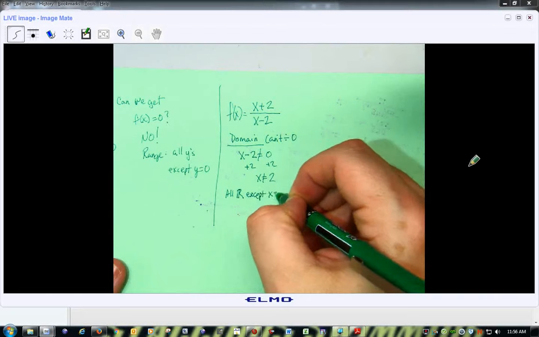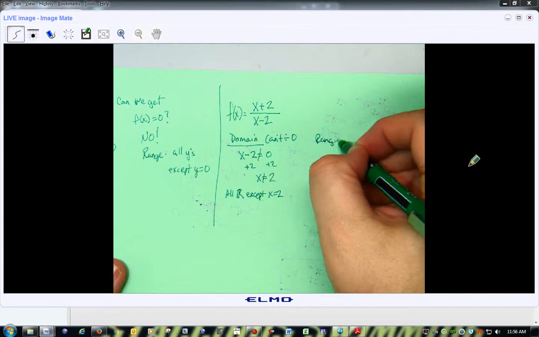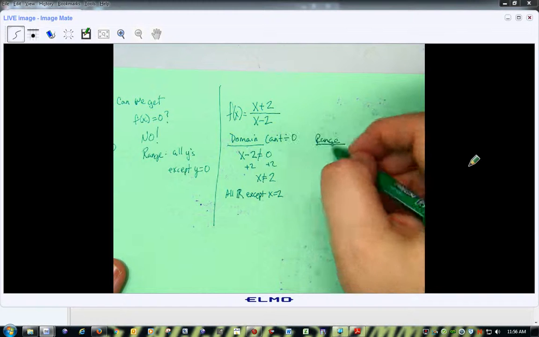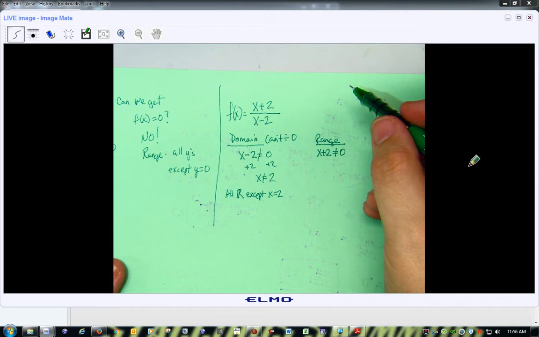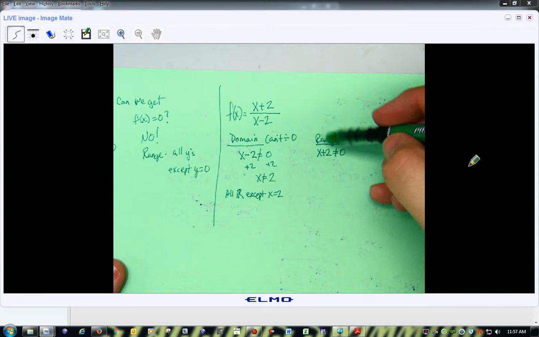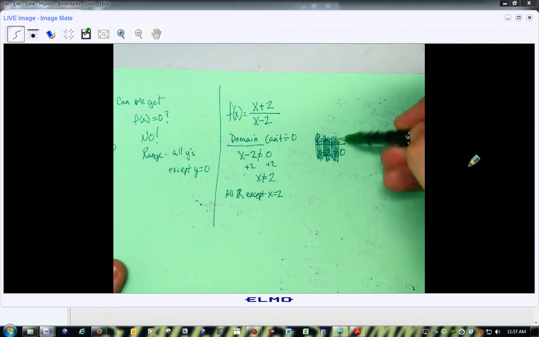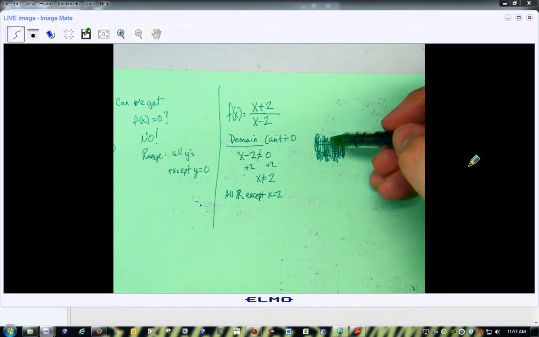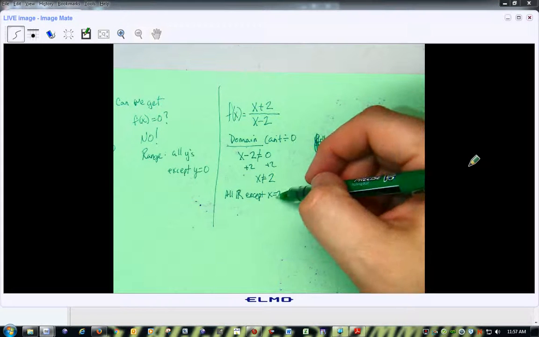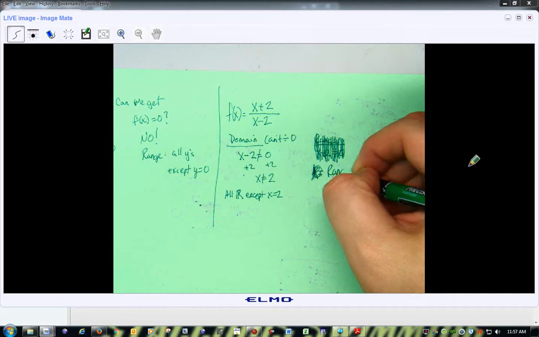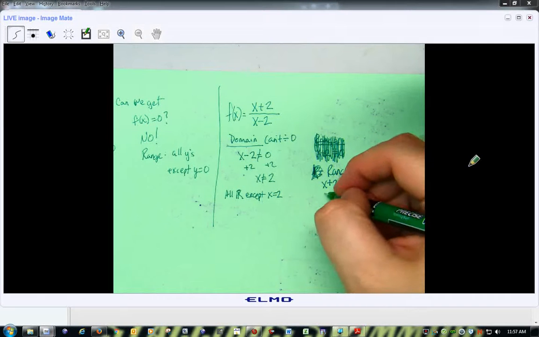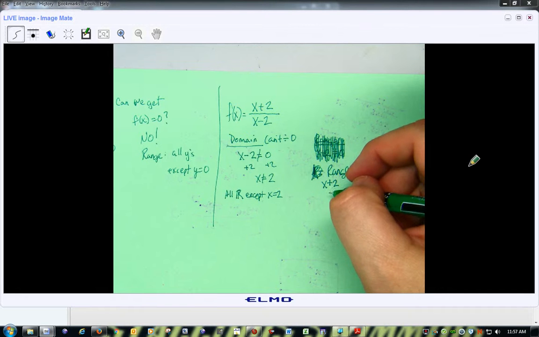Now for the range, you almost do the same thing. I'm going to take x plus 2, and I can't have that equal to 0. Actually, that's not true. We're finding something else there. I apologize. Now, take that x plus 2 for the range. Now, where is that not going to hit?